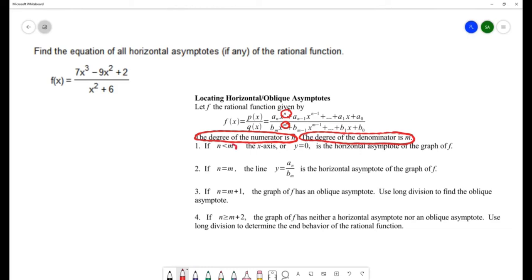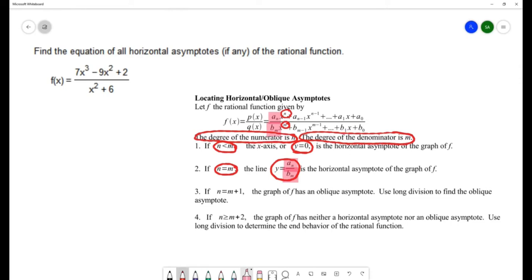So in this first one here, it says if the degree of the numerator is less than the degree of the denominator, then we're going to have a horizontal asymptote of y equals 0. If the degrees are equal to each other, then we're able to find the horizontal asymptote by doing the ratio of the leading coefficients. So let me highlight those leading coefficients, a sub n and b sub m. The ratio meaning we divide those leading coefficients.